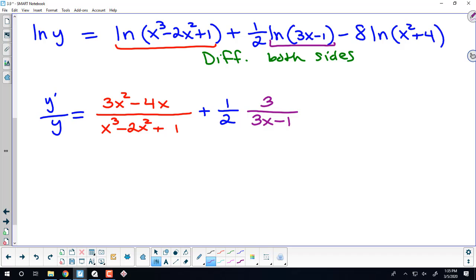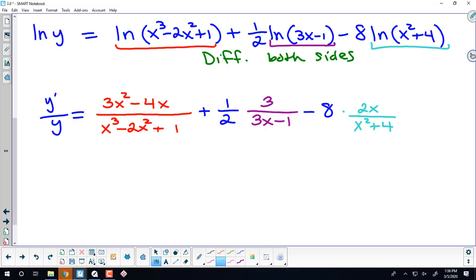Minus 8 times the derivative of the natural log of x squared plus 4. What would that be? Yeah, 2x over x squared plus 4. One over the argument times the derivative of the argument, which is 2x. So hopefully you can get that in your head, like it's almost automatic, because it makes taking derivatives of functions like this so much easier.